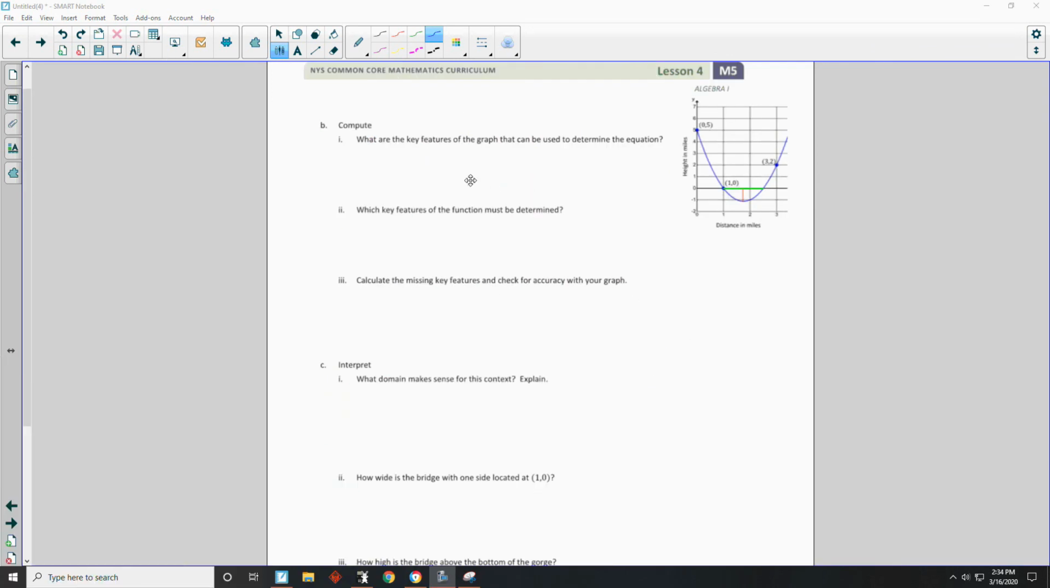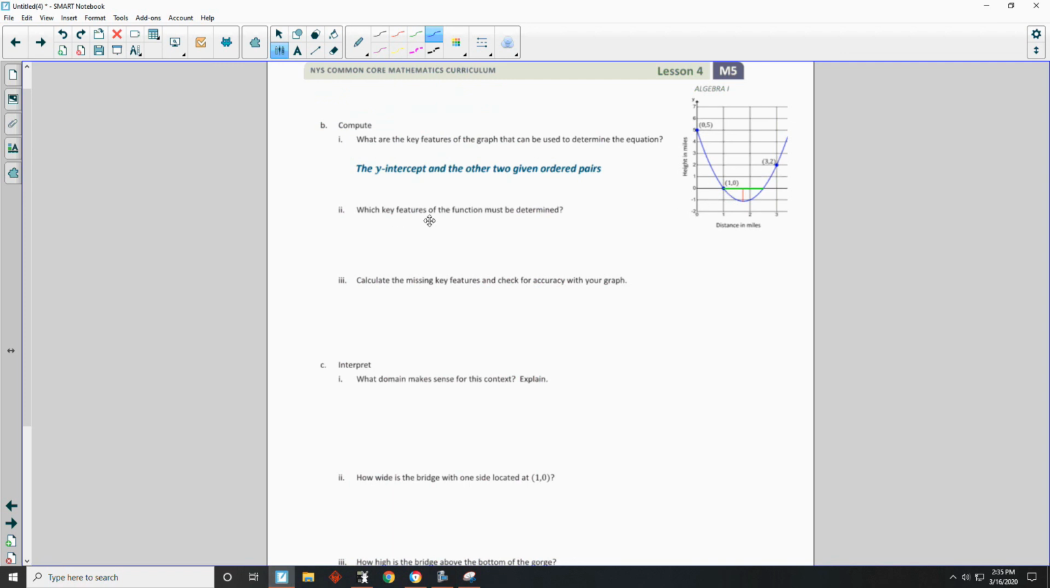Okay, on to page 6, part B says to compute. What are the key features of the graph that can be used to determine this equation that we just found? Well, if we look up here, we were given the y-intercept. We were given one of the x-intercepts and then another point. So that's what we would say: the y-intercept and the other two given ordered pairs. One just happened to be an x-intercept.